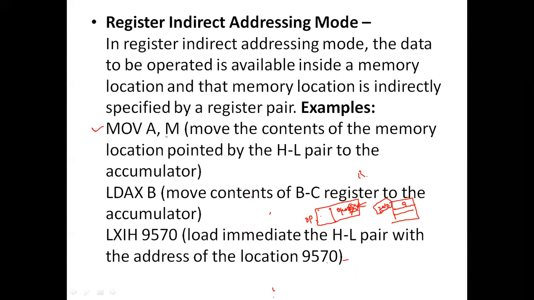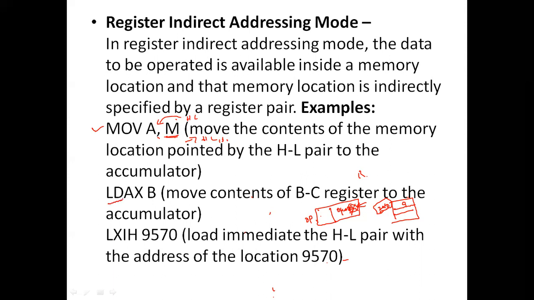MOV A, M. M is the memory location pointed to by the HL pair, and the data is moved to the accumulator. So this memory location means the HL pair data is going to be moved to the accumulator. That is the register indirect. Here we give the memory location address, and that memory location is specified by the HL pair or DE pair or BC pair. So whatever data is specified in that HL pair is moved to the accumulator.